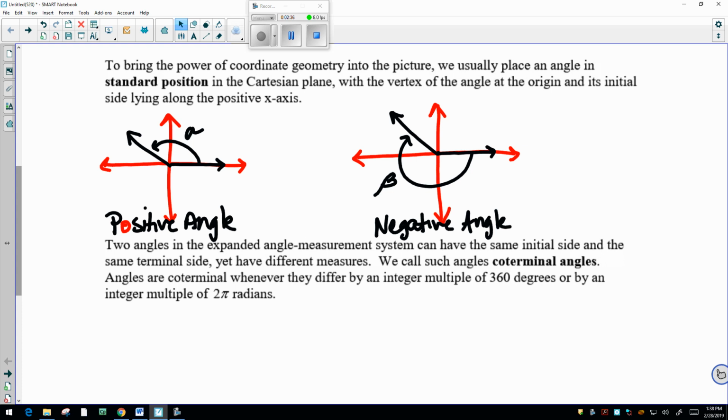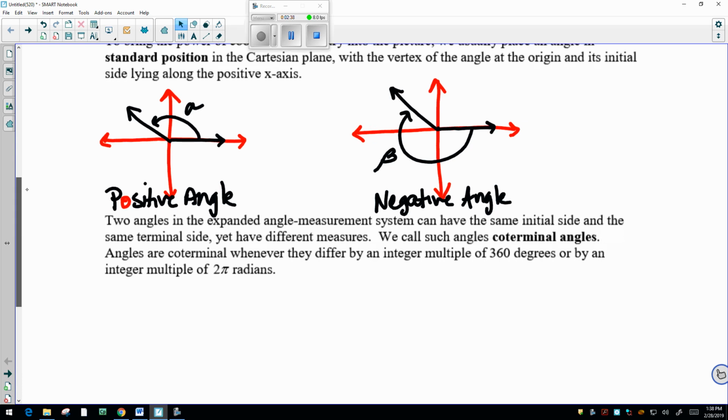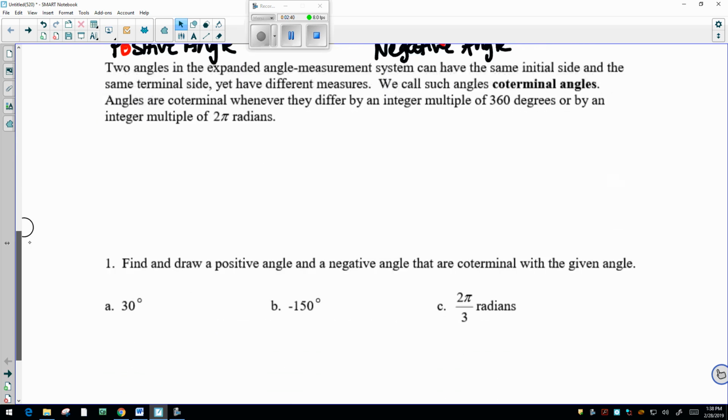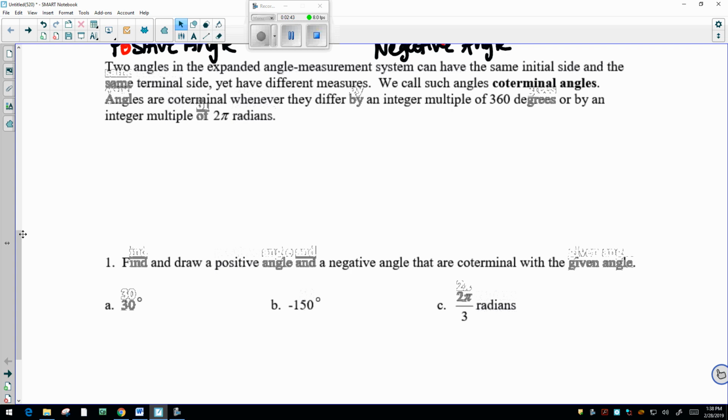Okay, so now we have things that are called coterminal angles. So it says two angles in the expanded angle measurement system can have the same initial and the same terminal side yet have different measures. And we're going to call those coterminal angles. So they will be wherever they differ by an integer multiple of either 360 or by 2 pi, depending on how we're measuring our angles. So again, I'm going to draw a couple of pictures, give you an idea.